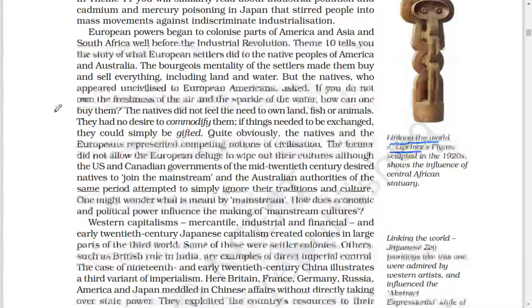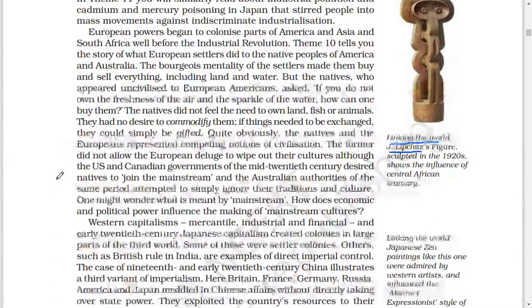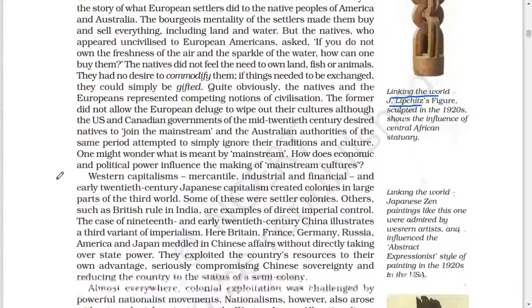Quite obviously, the natives and the Europeans represented competing notions of civilization. The former did not allow the European onslaught to wipe out their culture, although the US and Canadian governments of the mid-20th century desired natives to join the mainstream, and the Australian authorities of the same period attempted to simply ignore their traditions and culture. One might wonder what is meant by mainstream. How does economic and political power influence the making of mainstream cultures?